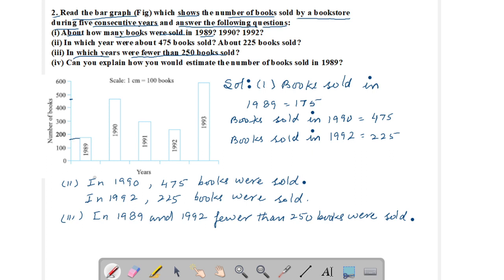Now fourth part. Can you explain how you would estimate the number of books sold in 1989? In 1989, 175 books were sold.